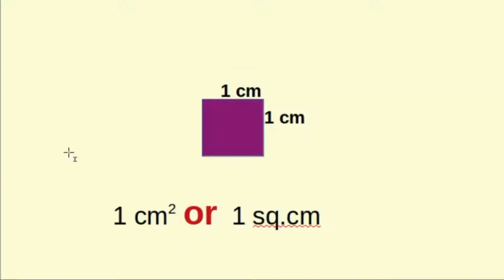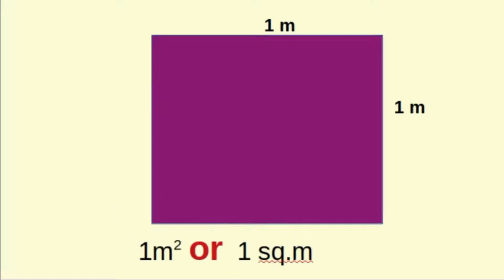In other words, we can see here there are 4 squares and here there are 3 squares. Then by multiplying 4 into 3 we will get the area of this figure, that is 12 centimeter squares. If the measurements of sides are given in centimeters, we can measure the area by centimeter square or square centimeter. If we are taking the measurements of sides in meters, then we have to mention the area in meter square or in square meter.